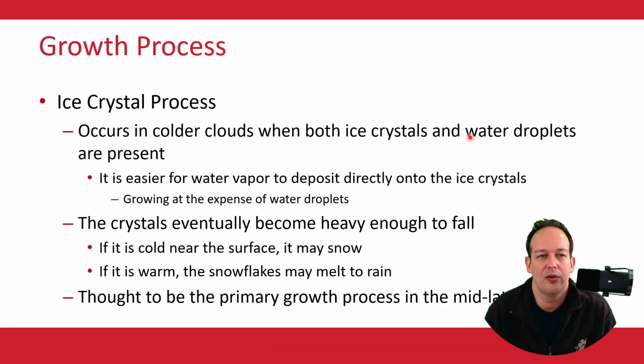This occurs in colder clouds when both ice crystals and water droplets are present. It's easier for water vapor to deposit directly onto the ice crystals, and so they grow at the expense of the water droplets. Those crystals eventually become heavy enough to fall, and if it's cold near the surface, it might snow. But if it's warm, then the snowflakes will melt and become rain. This is thought to be the primary growth process in the mid-latitudes.